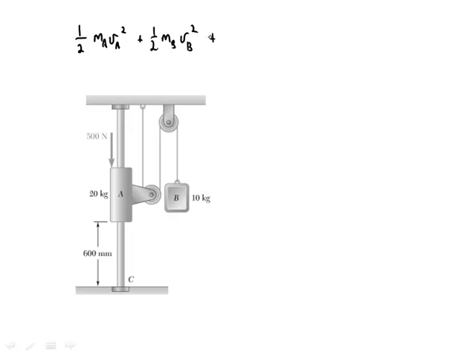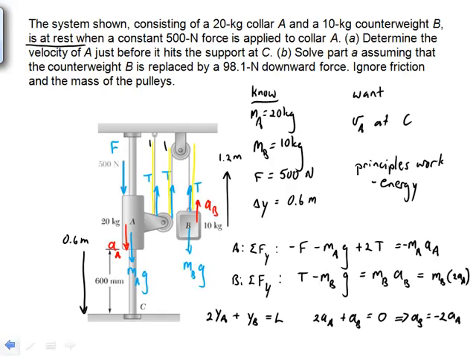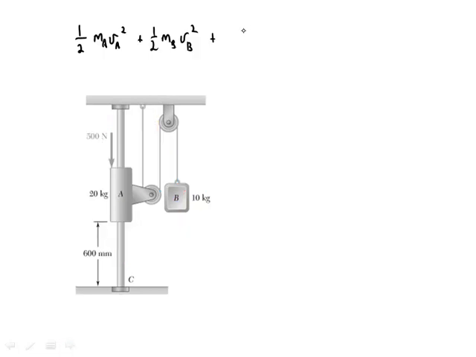And then we add to that the work done by the forces. But if you look at the diagram, all of the forces are constant, so it's just force times distance. So if we concentrate on A just for a moment, F here and mg are both in the downward direction, as is the displacement. So they're going to give us positive work. But the tensions are both up, so they're going to give us negative work.